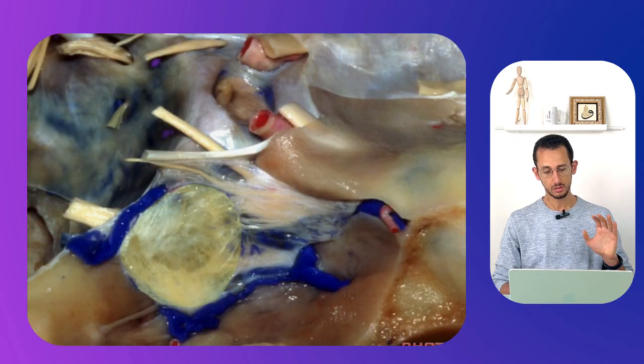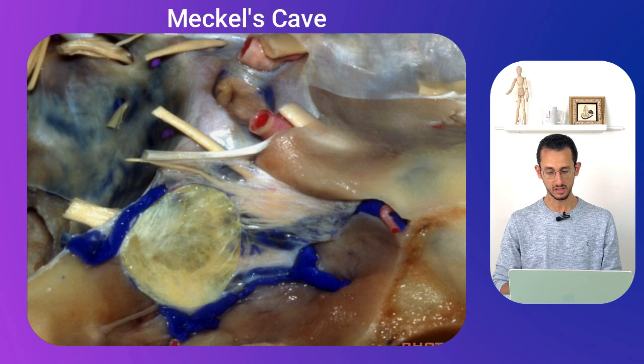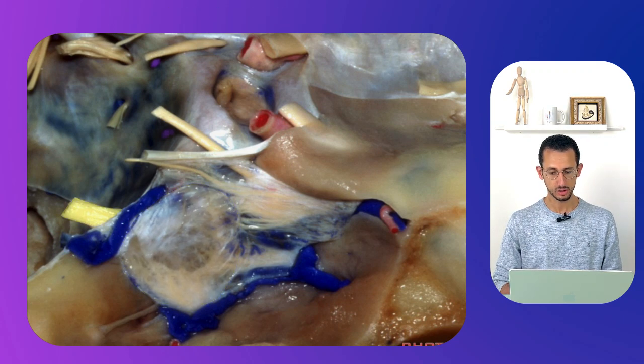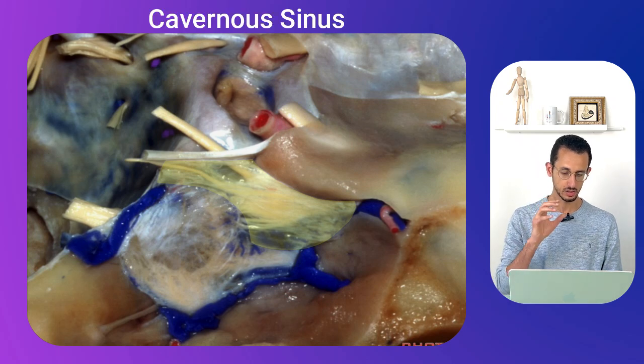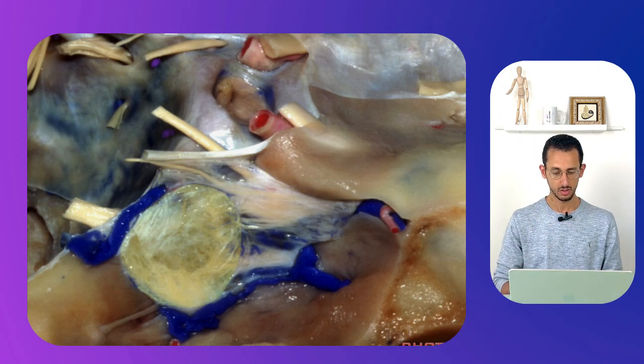Then here we are removing the dura of the middle fossa so that we can see what's happening inside this Meckel's cave. So that's exposed, the Meckel's cave highlighted in yellow. And then you can see the trigeminal nerve as it enters into the Meckel's cave and the superior petrosal sinus. And that's the Meckel's cave again, which is bounded superiorly by the cavernous sinus. So cavernous sinus, Meckel's cave below it, superior petrosal sinus, and the trigeminal nerve as it enters into the ostium of the cave.